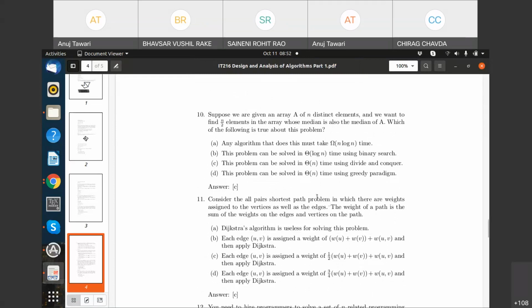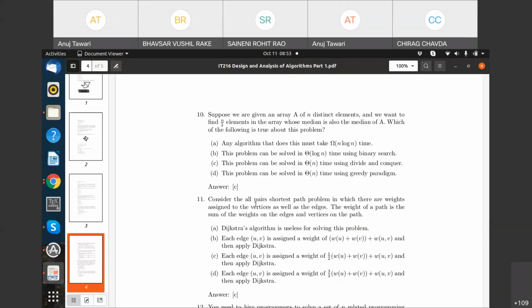Okay. This was another easy one. So we had the all pair shortest path problem. You had weights assigned to the vertices as well as the edges, and the weight of a path is the sum of the weights on the edges and the vertices on the path. In class we had discussed Dijkstra's algorithm, and Dijkstra's algorithm just assumes that there are only weights on the edges. There's a slight variation. You had weights on the vertices as well.